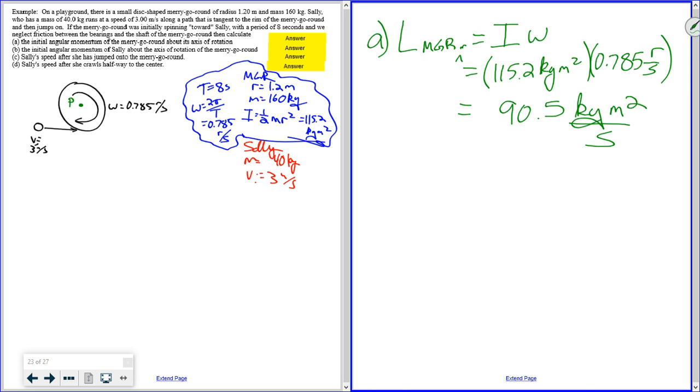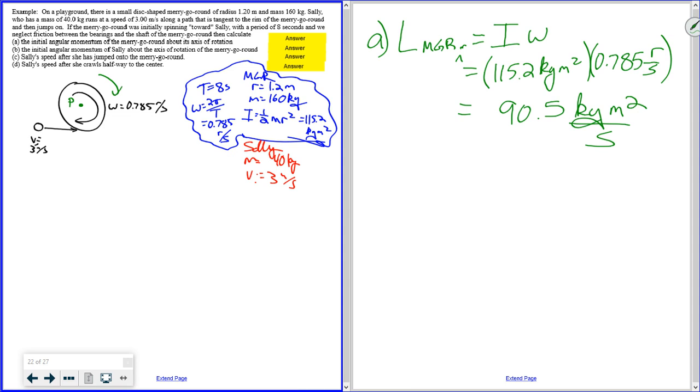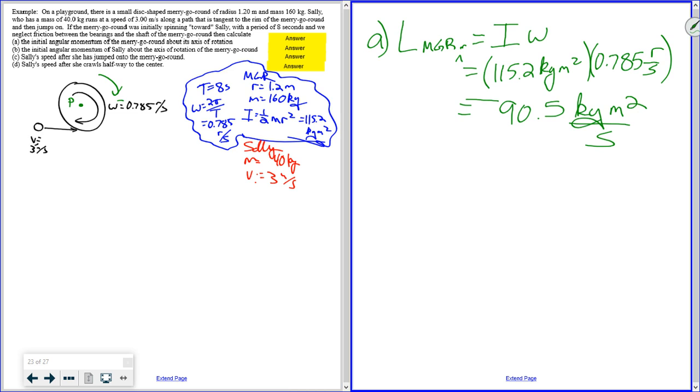The next thing we need to talk about is the sign. Notice in my drawing, my merry-go-round is rotating clockwise, which means the angular velocity is negative, which means my angular momentum is negative. That is a really big negative sign. Okay, so that's that. Now Sally.